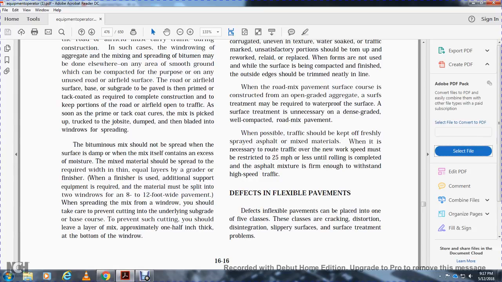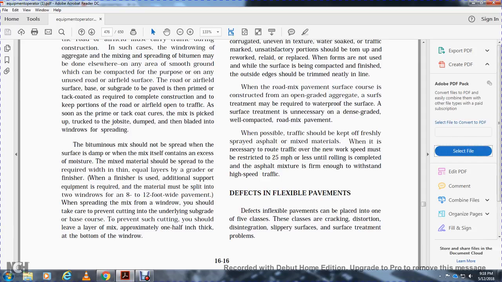When the road mix surface course is constructed with open grade aggregate, a surface treatment may be required for water protection. A surface treatment is unnecessary for the dense grade, well composed road mixed pavement. Possible traffic should be kept off the freshly sprayed asphalt mixed material when it is necessary. The traffic over the new work speed must be restricted to 25 miles an hour until the rolling is complete and the asphalt mixture is firm enough to withstand high speed traffic.